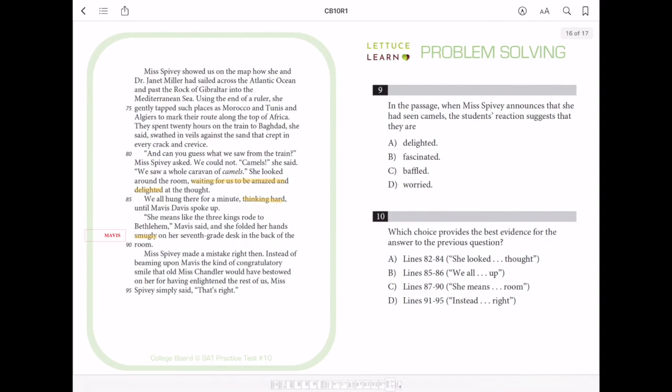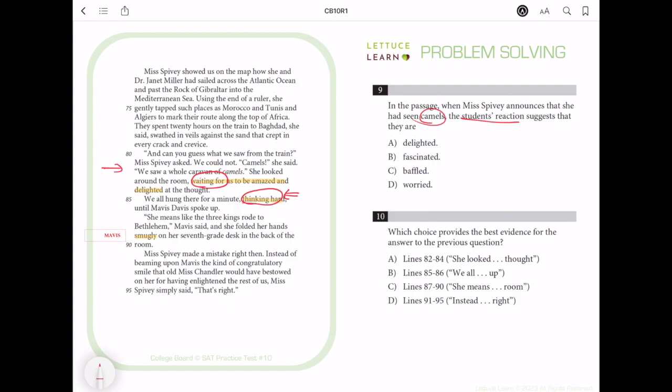The question is asking for students' reaction. In other words, how did the students react to Spivey? It doesn't have any line reference, but it does give you a strong hint. Camels. With a quick scan, we find camels around line 80. And we notice that we marked waiting for us for Spivey and thinking hard for the students. So the students' reaction we're looking for is thinking hard.